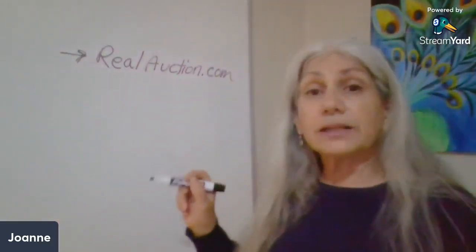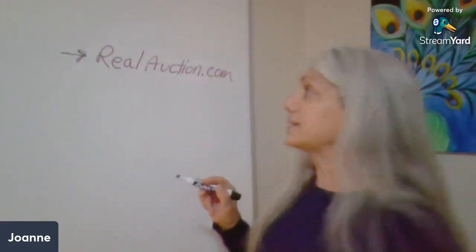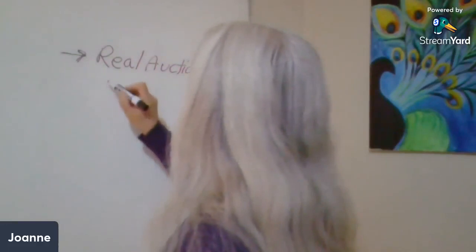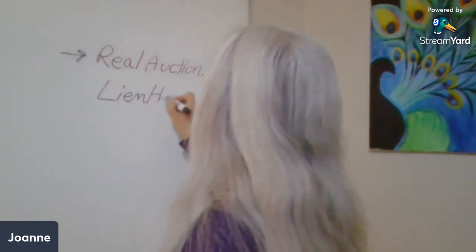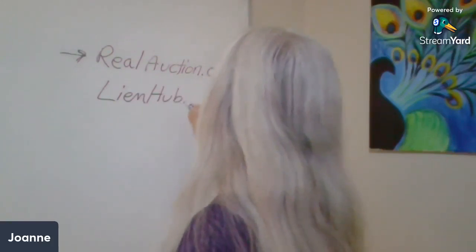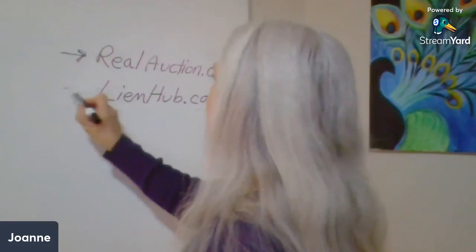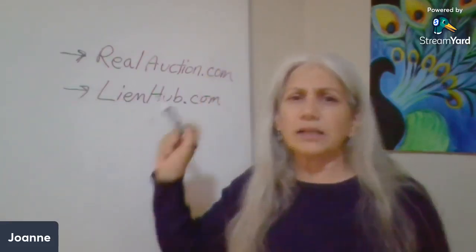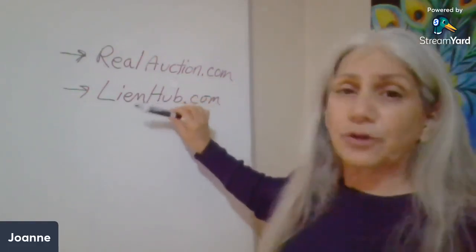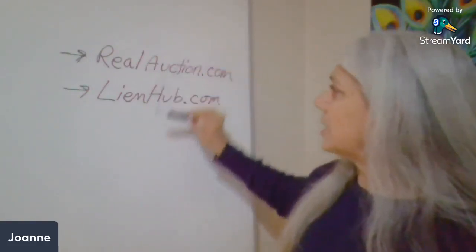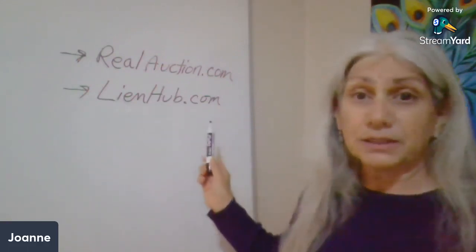Now, the other website that does a lot of the Florida tax lien auctions is Lien Hub. Lien Hub is powered by Grant Street. That's lienhub.com. Lien Hub and Real Auction are two of the oldest online bidding platforms. Most of the Florida counties that are not on realauction.com, especially the bigger ones, you'll find on lienhub.com.